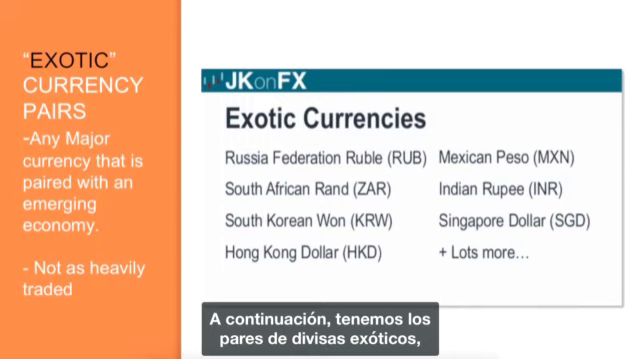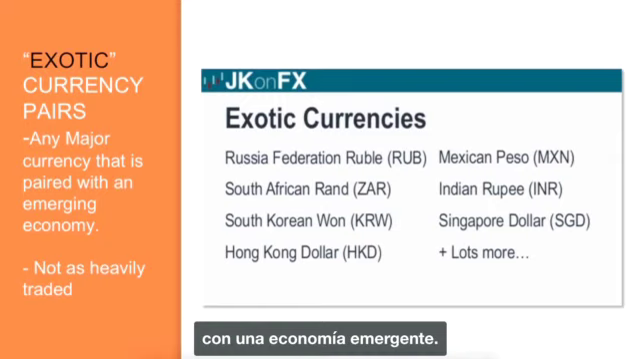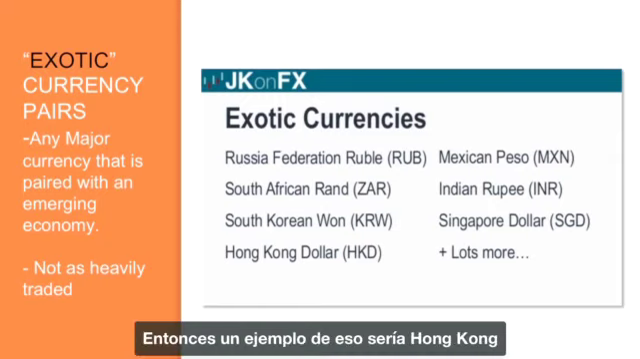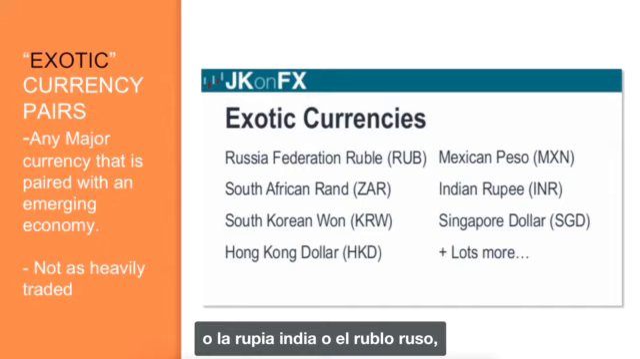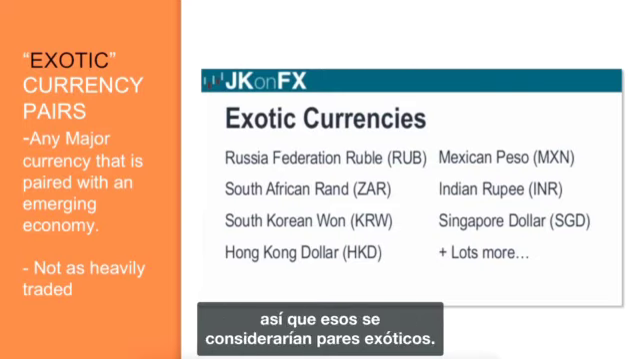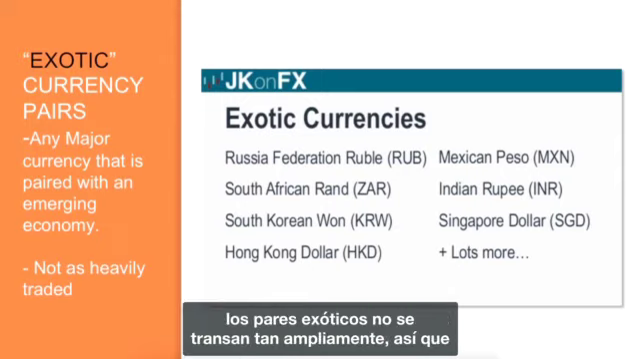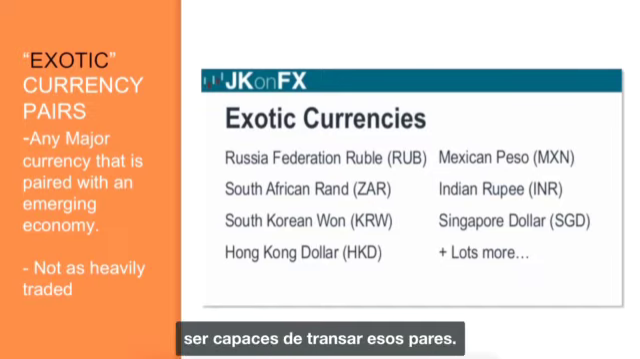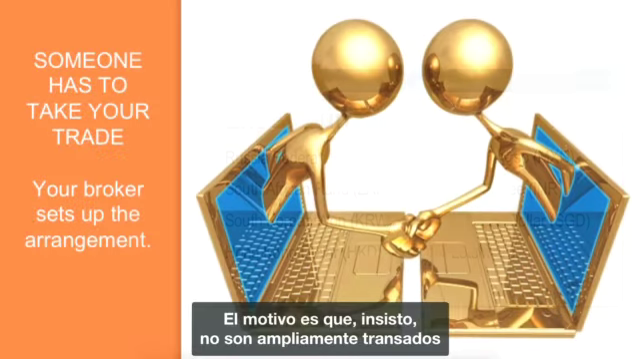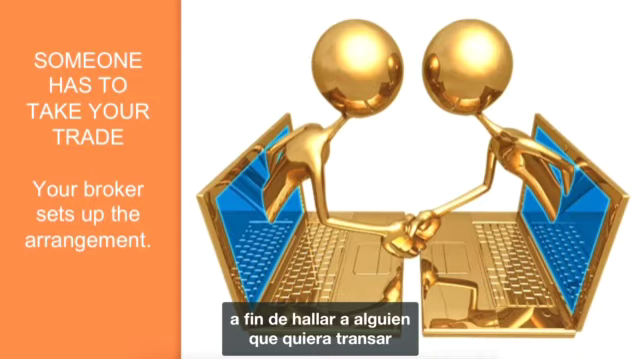Next, you have the exotic currency pairs, which are any currency pair that is paired with an emerging economy. Okay, so an example of that would be like Hong Kong, or the Indian rupee, or the Russian ruble, the Mexican peso. Those are more emerging economies, so those would be considered exotic pairs. Something to keep in mind when you actually start trading, exotic pairs are not as widely traded, so as a result, they're going to cost you more to trade those pairs. The reason why is because, again, they're not widely traded, so it's going to make your broker have to work a lot harder in order to find someone who wants to trade what you have.